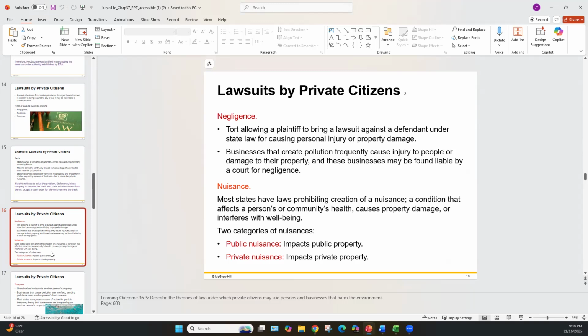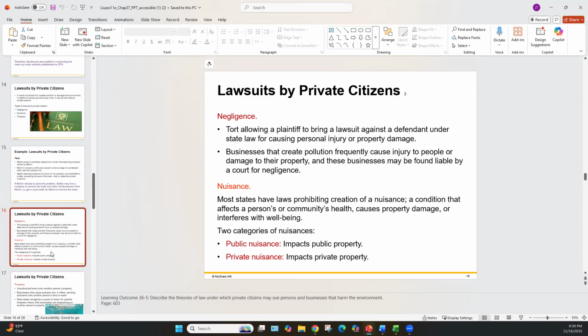Most states have laws prohibiting creation of a nuisance, a condition that affects a person's or community's health, causes property damage, or interferes with well-being. And you also don't want, if you're trying to sell a house or you own land somewhere, the last thing you want is some factory being built next to it where pollutants are even possible. That's like buying land next to an airport. I mean, land is the only thing that doesn't depreciate, but it's not going to appreciate in that position either. Last place you want to be is next to a factory or an airport, right?